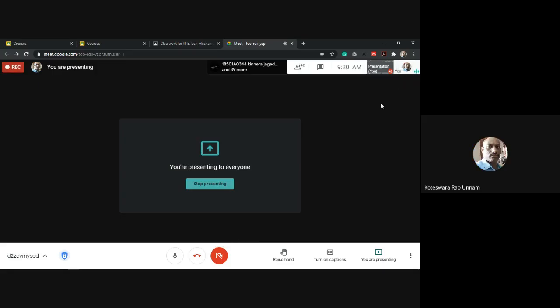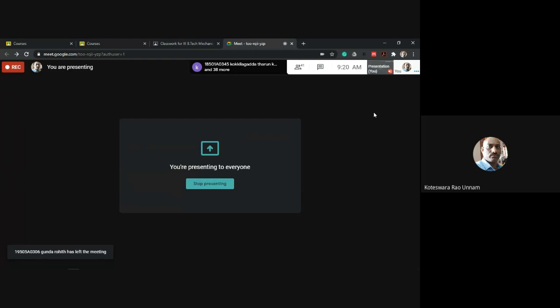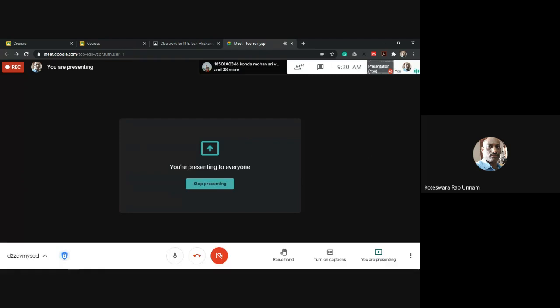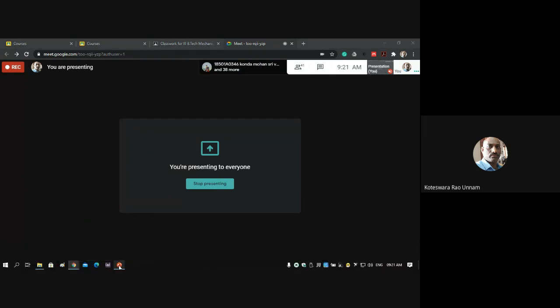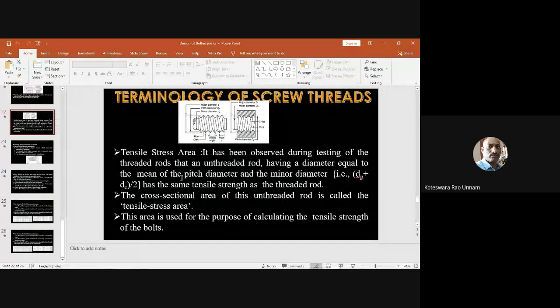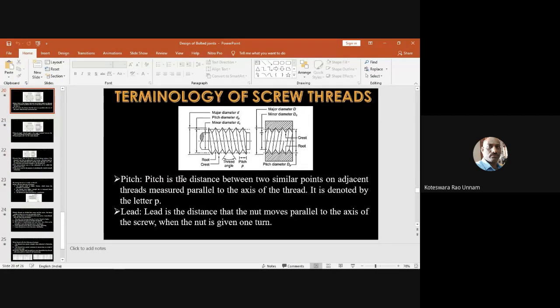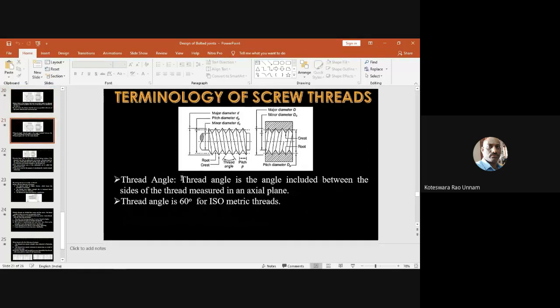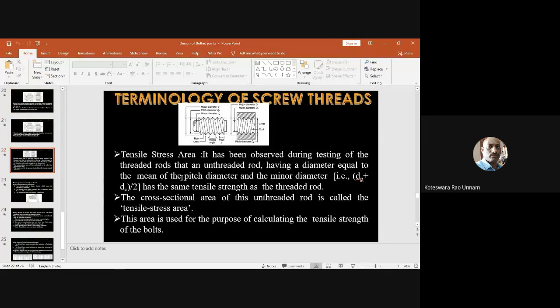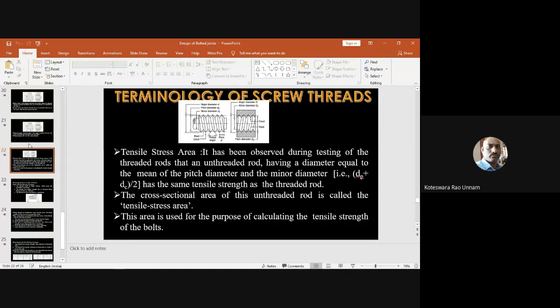Advantages and disadvantages of threaded joints. After that, we discussed the different types of threaded joints. Then we discussed what a bolt of uniform strength is, and after that we discussed some of the terminology we are going to use in these threaded joints.